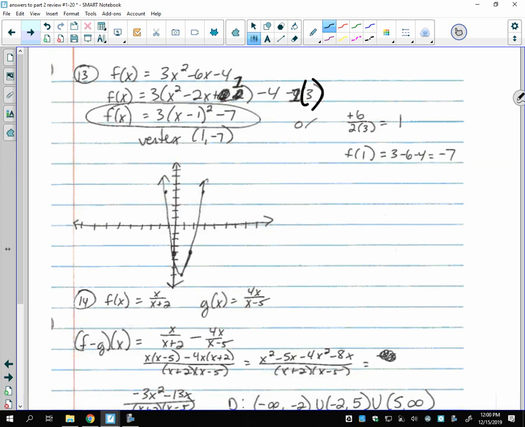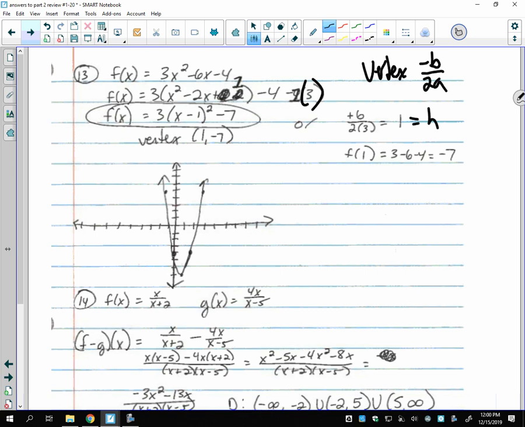But remember, if you're like, I have no clue what you're talking about, remember that another way to find the vertex is to just do negative b over 2a. So that's what I did over here. Negative b would be positive 6, over 2 times a would be 6. And I got 1. And that is the h of vertex form. And then how do I find the k?